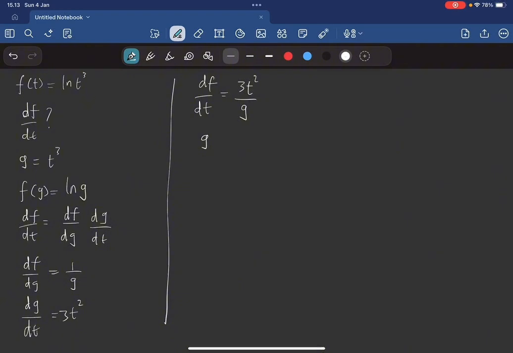So we have here df/dt equal to 3t squared divided by g, and if we substitute g equals t to the power of 3, we have 3 divided by t. This is how to use the chain rule. Using this rule, you can calculate a lot of derivatives. That's basically all there is to differential calculus.